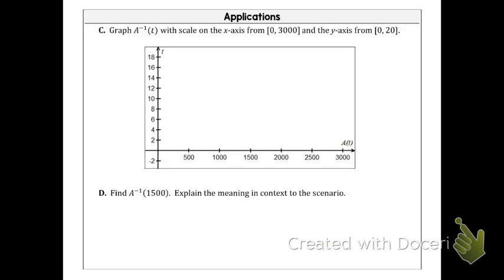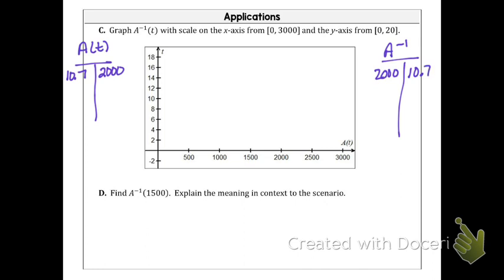All right, C says to graph the inverse with the scale on the x-axis from 0 to 3,000 and the y-axis 0 to 20. Well, I know at the top that the ending amount from A, the original function A of t would have the point 10.7 approximately. This is from part A to get 2,000. So remember the inverse, we're going to switch them. So it's going to have the 2,000 and 10.7.